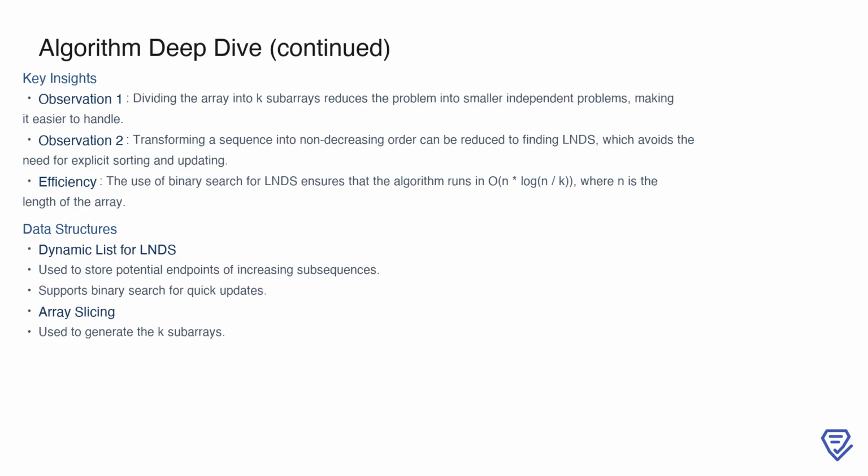The efficiency of our algorithm comes from using binary search to compute the LNDS, allowing us to handle each subarray in n/k log n/k time. For data structures, we rely on a dynamic list to store potential endpoints for the LNDS and array slicing to generate the k subarrays. Together, these components ensure that the algorithm is both fast and memory efficient.